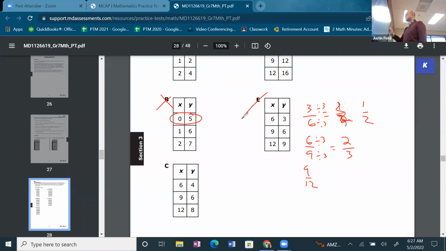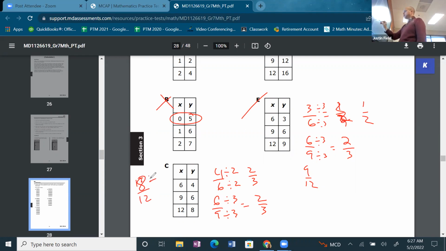So I'll bet C works. But we better check it, because guessing is not any way to answer questions on the MCAP. Oh, 4 over 6. I recognize that again as 2/3. Then 12 over 8, or rather 8 over 12. You might think, no, that's not going to fit, but divide it by 4. Divided by 4, and you get 2 over 3. All right, so A, D, and C for that one.